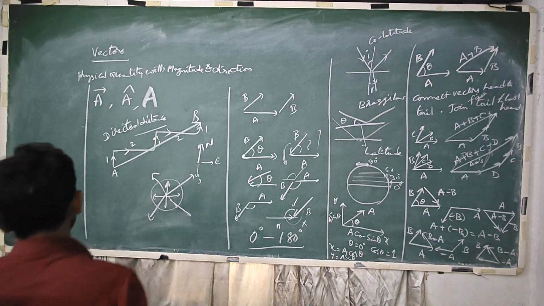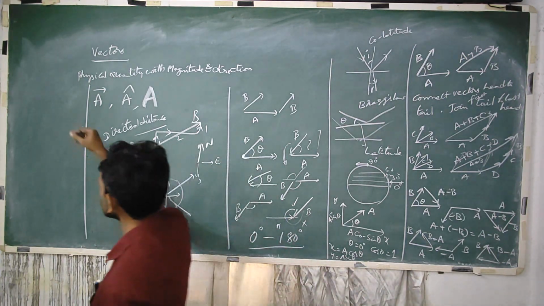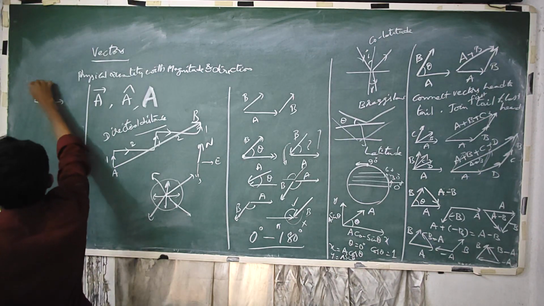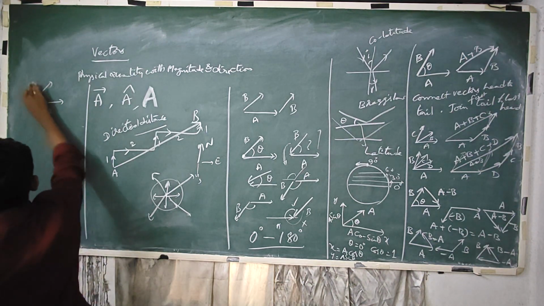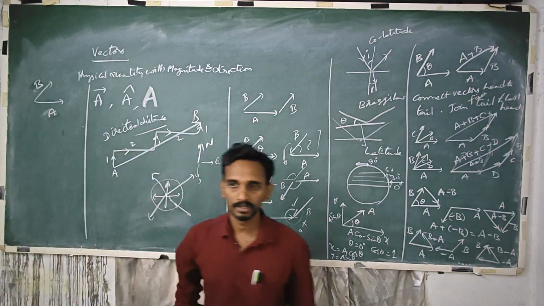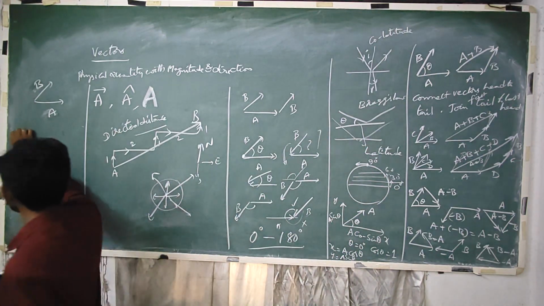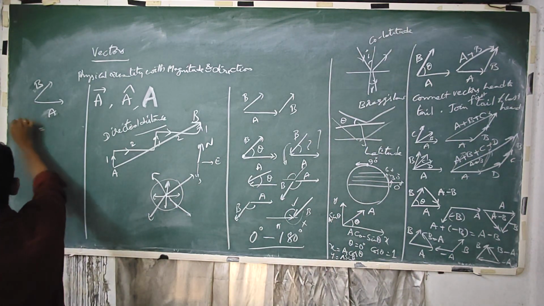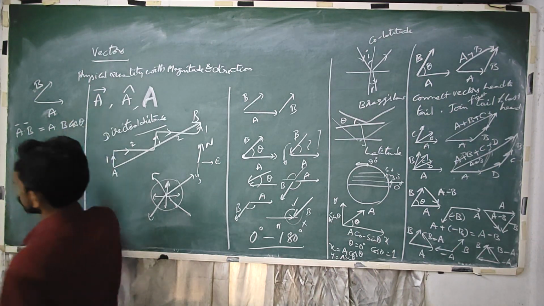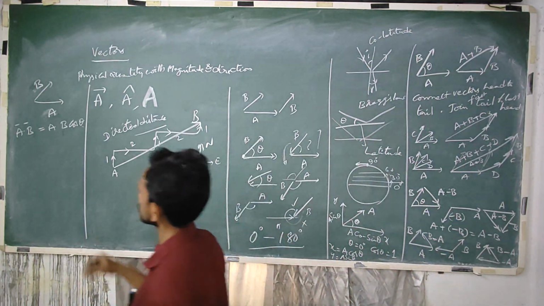Okay. So now we'll see the dot product of two vectors. To calculate the dot product, let's say you're given two vectors A and B. A dot B is given by AB cos theta. So you have to take the projection of the second vector onto the first vector.